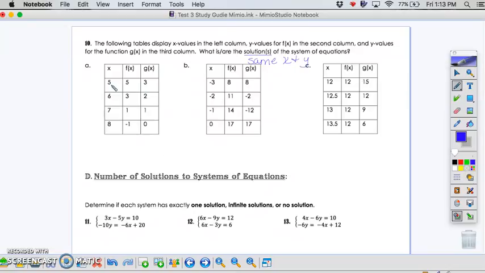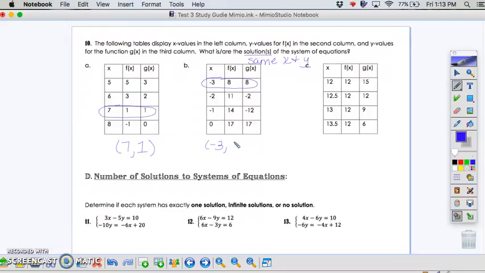So let's look at the x's. For this x, this one has 5 and this one has 3, so they're not the same. For this x, this has 3 and this has 2. But if you look right here, for this x value, they have the same y value, which is 7, 1. Okay? And looking at this one, there's actually 2 for this one.